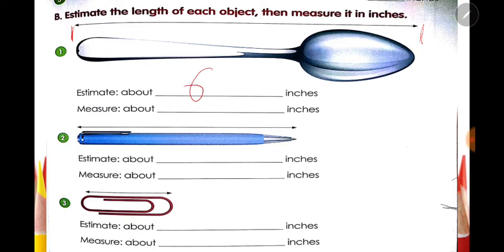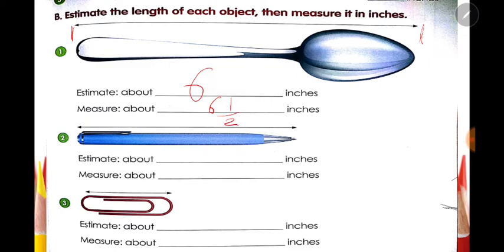Now I bring my ruler and I want to see the length of this spoon. It's exactly about 6.5 inches. 6.5, perfect. Let's see the pencil. Bring your thumb and measure.